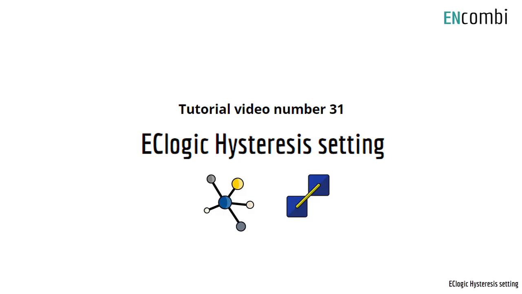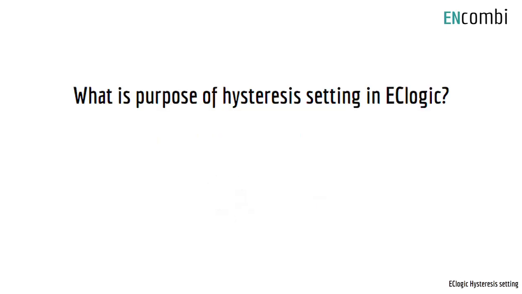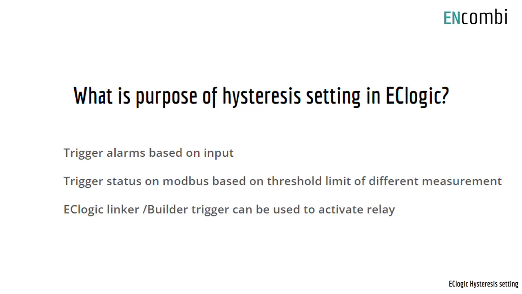EClogic hysteresis setting. What is the purpose of hysteresis setting? Hysteresis is a generic configuration tool to trigger alarms based on different input. It enables you to trigger a status in Modbus based on threshold limits of various measurements. Via the EClogic builder or linker, a status can be triggered, which can be used to set general-purpose alarms.